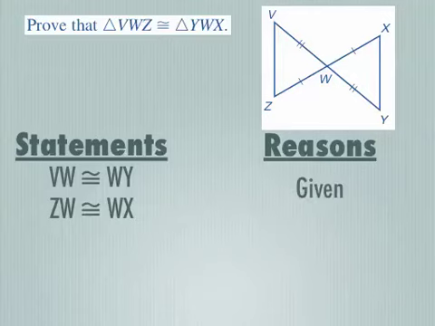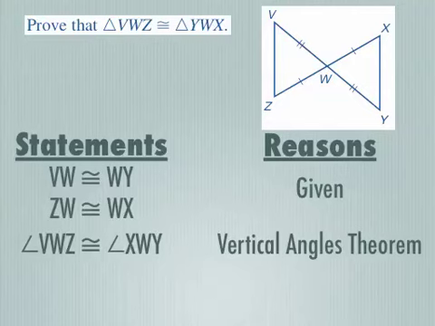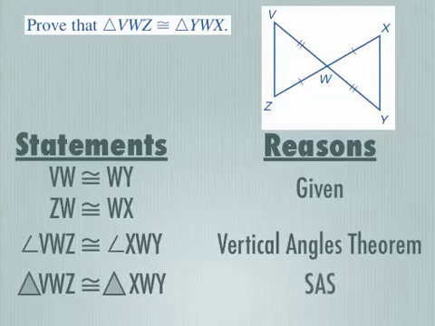But if you notice, the 2 sides that I know the length of are creating the 2 angles VWZ and XWY. Those 2 angles are vertical angles, so I can say that they are congruent to each other by the vertical angles theorem. So now I can say that angle VWZ is congruent to angle XWY because of the vertical angles theorem. Notice I know that 2 sides and the included angle of triangle VWZ are congruent to 2 sides and the included angle of triangle YWX. So I can say that the 2 triangles are congruent to each other because of the side, angle, side congruence theorem.